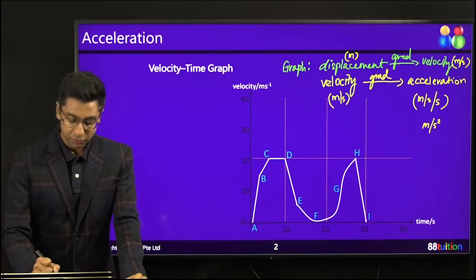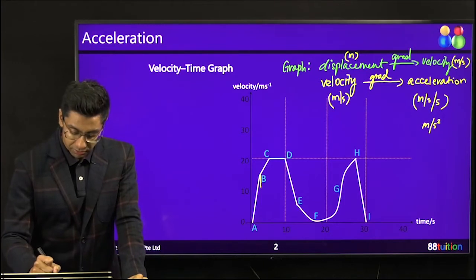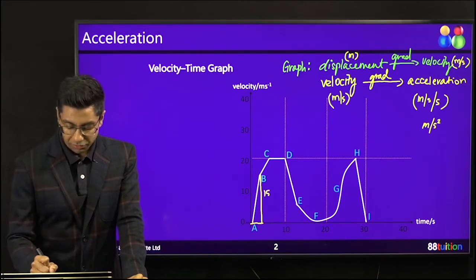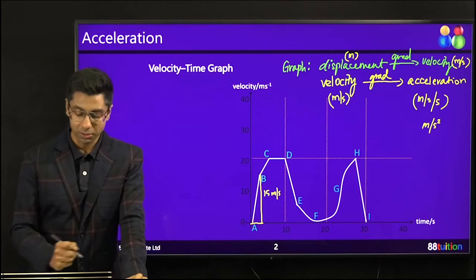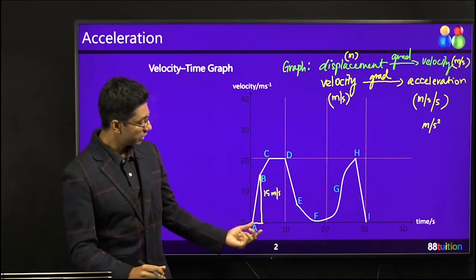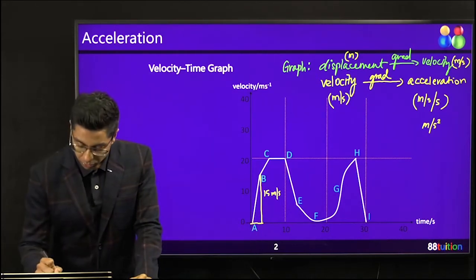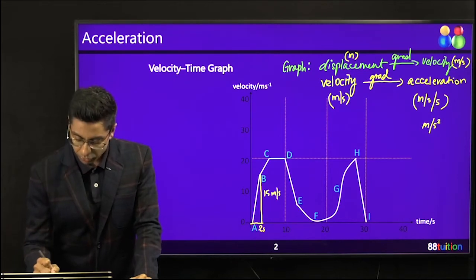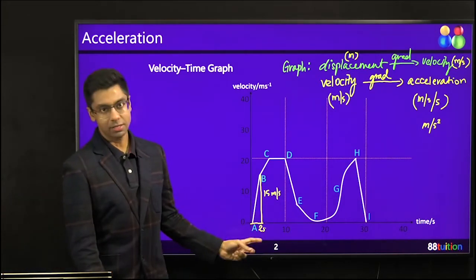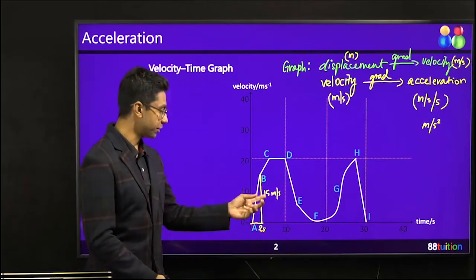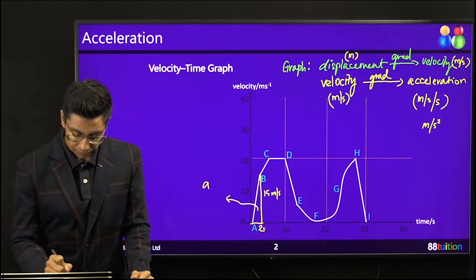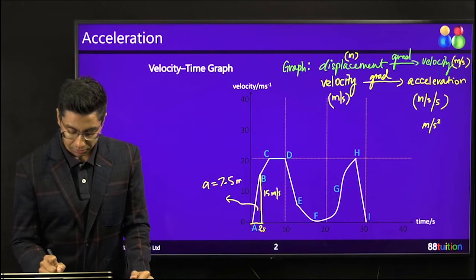So the first gradient from A to B is going to be pretty easy, right? Just do that and do that. So how many meters is this? I would say it's about 15 meters per second. Now it's not meters, it's meters per second. And how quickly did the car or this object move from 0 to 15? Very quickly, within, I would say, about 2 seconds. So my acceleration will be 15 divided by 2. Therefore, meters per second divided by second is meters per second per second. So it's an acceleration. 15 divided by 2 is 7.5. So my acceleration here equals 7.5 meters per second squared.